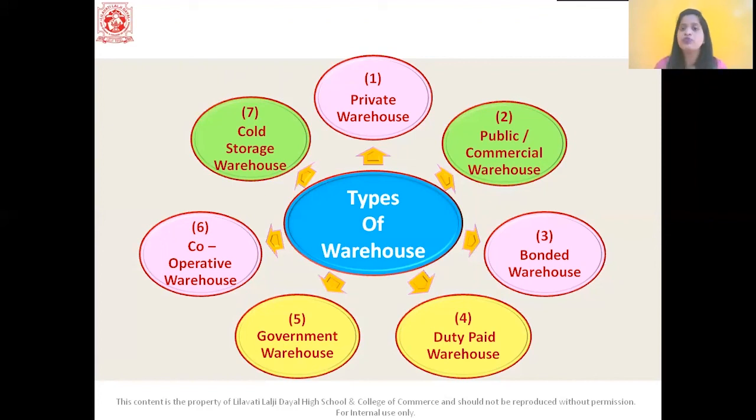So 7 types of warehousing. Just have a quick recap over it. Private warehouse, public warehouse, bonded warehouse, duty paid warehouse, government warehouse, cooperative warehouse, and cold storage warehouse. So even this answer is important, students.